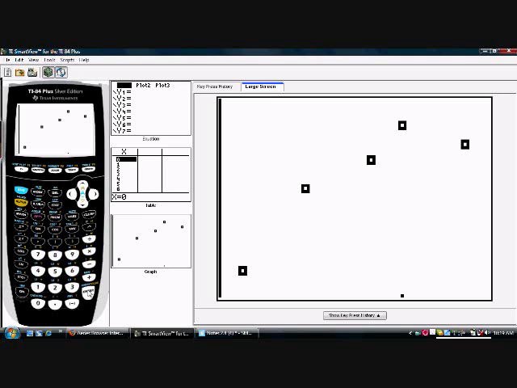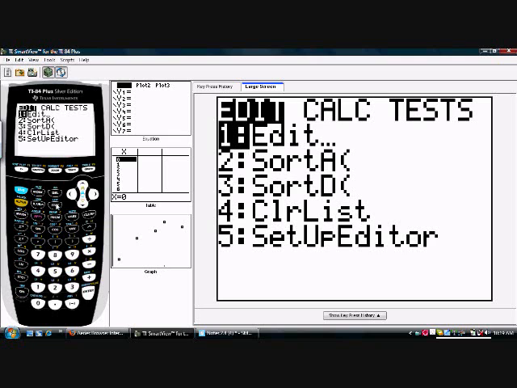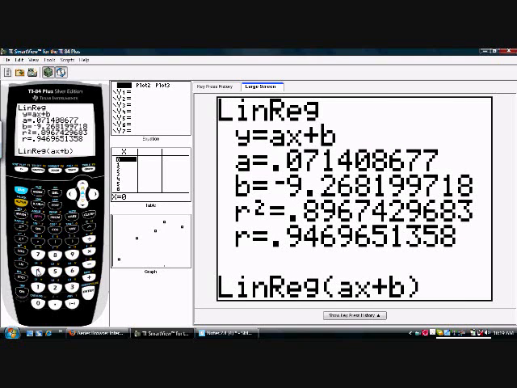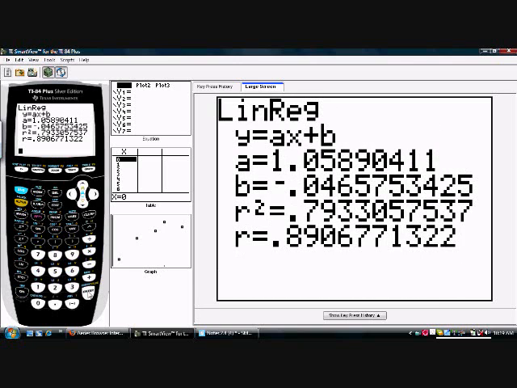All right, so let's do the linear regression and get our equation. So you hit stat, arrow over to calc this time, and choose number 4, linreg. And then I hit enter. Not bad. As linear models go, this one has a correlation of 0.89.